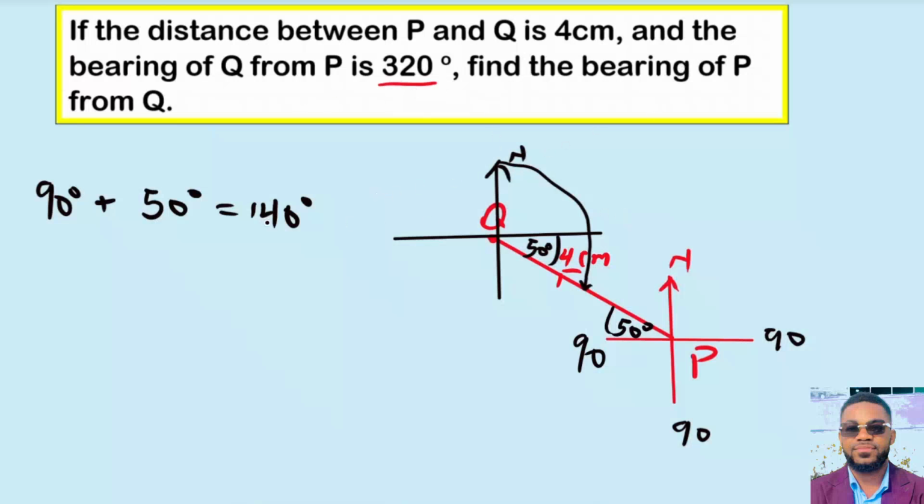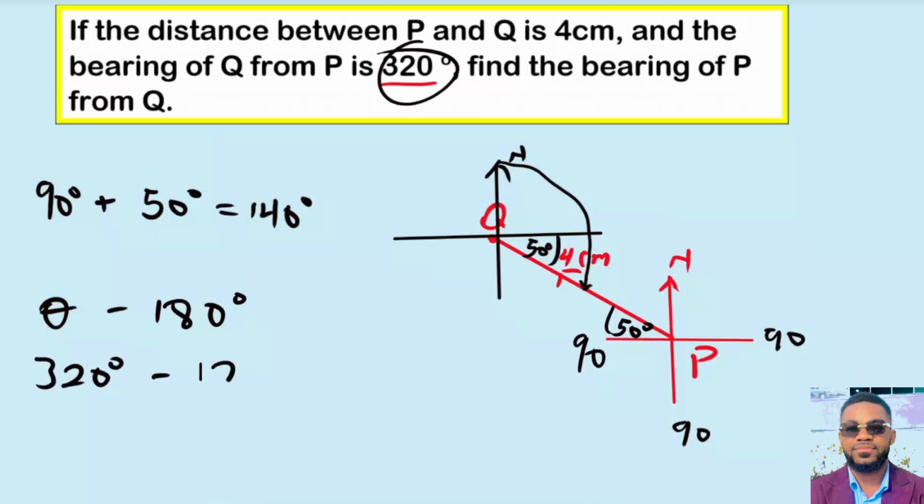Very easy. Now, if you want to use the formula, in this case, the initial bearing which is given is 320. So we are going to use the second formula, which is theta minus 180 degrees, because theta is greater than 180. So we have 320 degrees minus 180 degrees, and that will also give us 140 degrees. So either way, we're going to get the same answer.